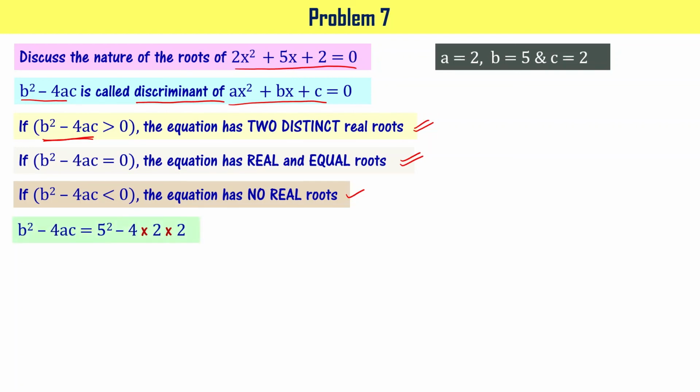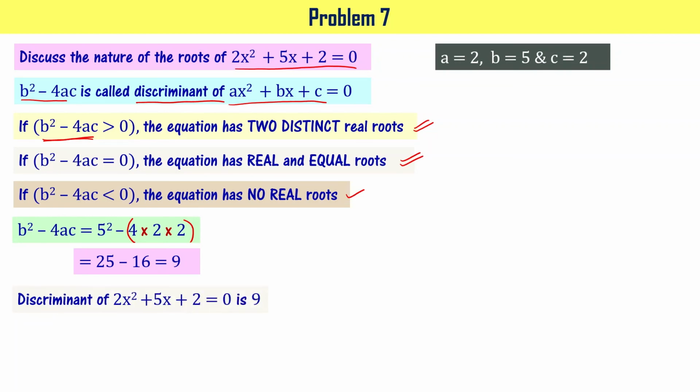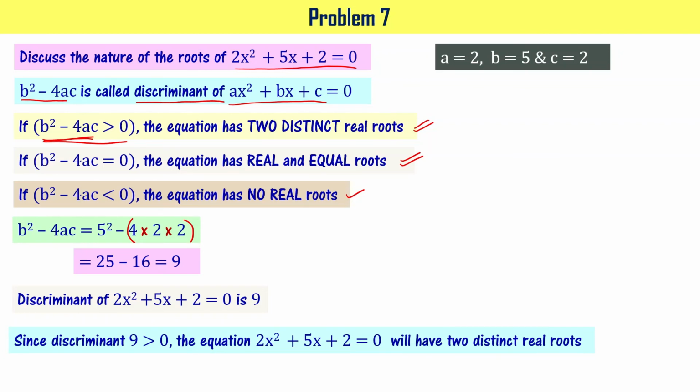Now let's find the value of b square minus 4ac. That is 5 square minus 4 times 2 times 2. That can be written as 25 minus 16 that is equal to 9, right? b square minus 4ac is equal to 9. It means the discriminant of the given equation is 9. It is a positive number, which means b square minus 4ac is greater than 0. Hence, we can say that the equation is going to have two distinct real roots. This is what we are asked to find, right? The nature of the roots is two distinct and real roots.